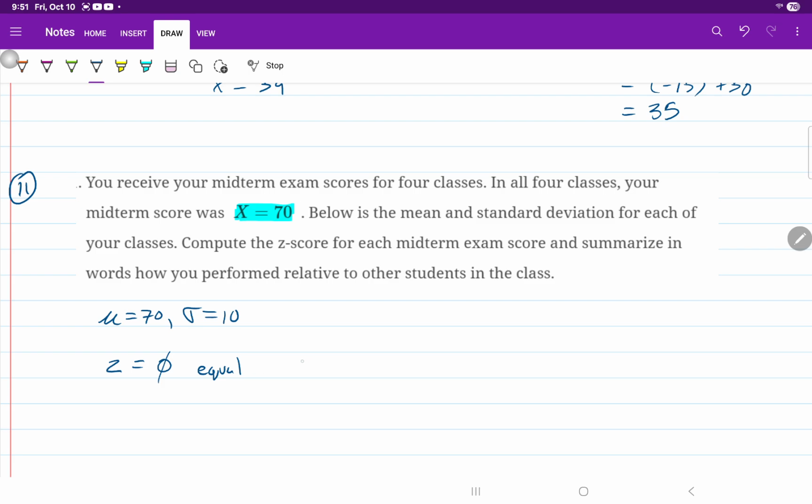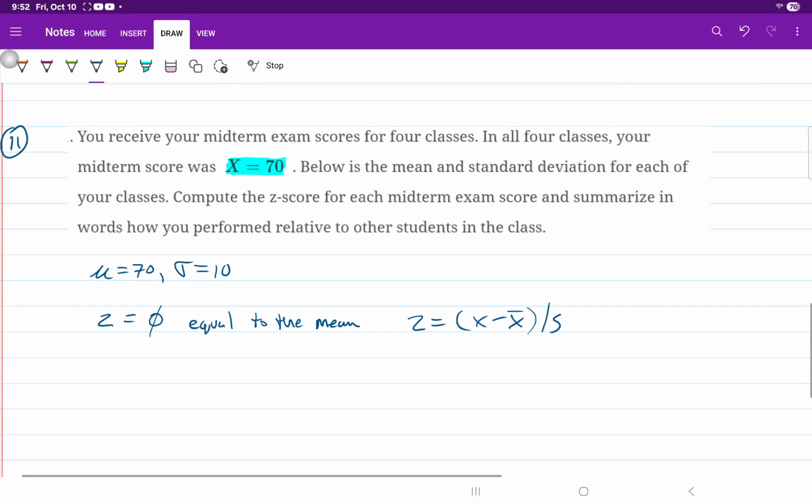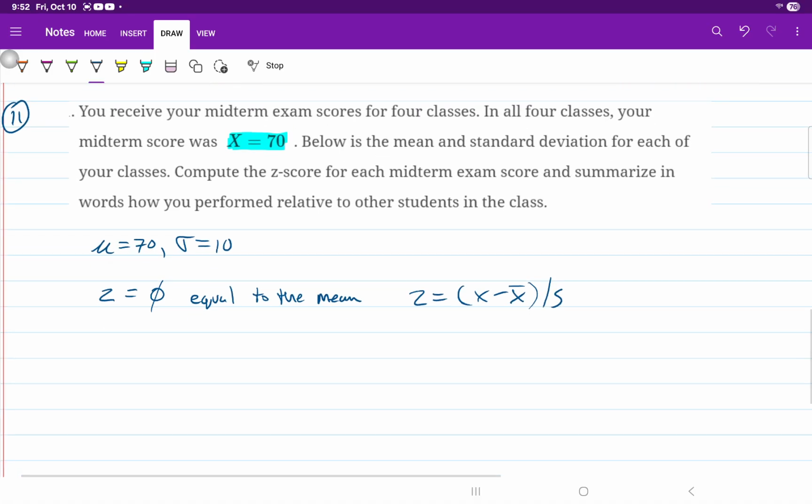going back to our z formula, which is written as z equals our raw score minus the mean divided by the standard deviation. In this case, this x minus x bar is 0. So again, 0 divided by any number is equal to 0. So that one was easy. Let's take a look at the next one.